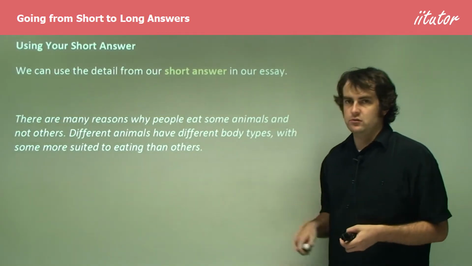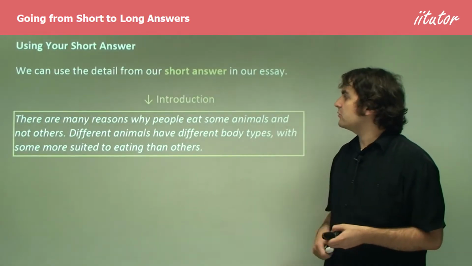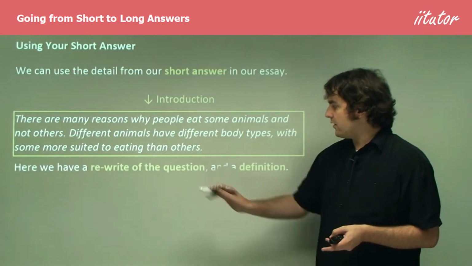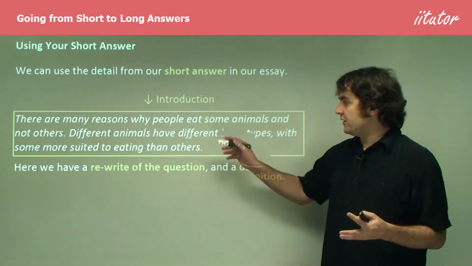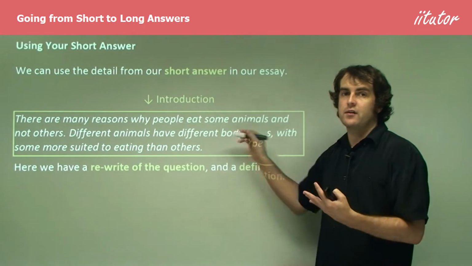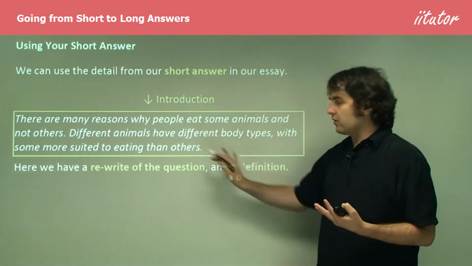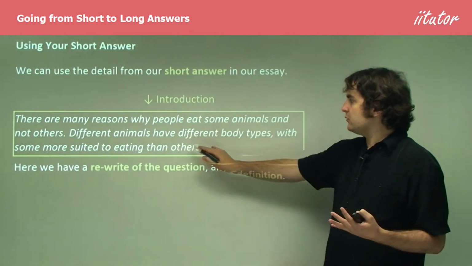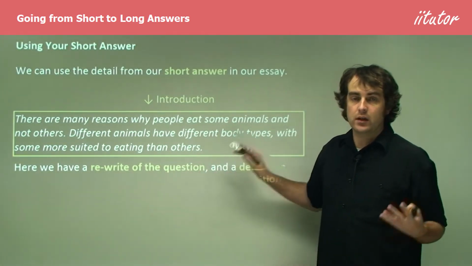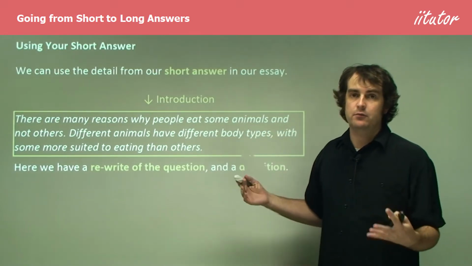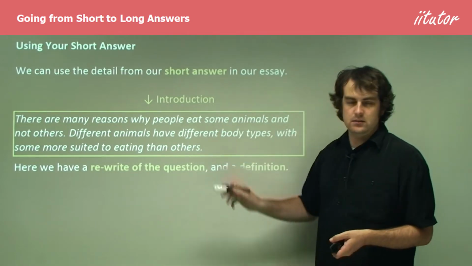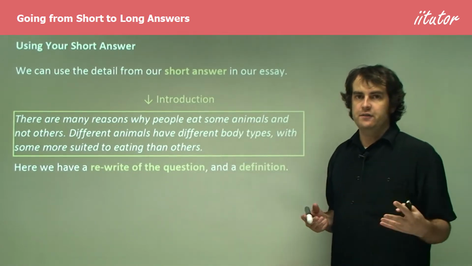And what we can do with those first two sentences is turn them into our introduction. So our introduction contains a couple of things. First of all, we have a rewrite of the question and a definition. Our first sentence, why people eat some animals and not others, is pretty much the question rephrased or rewritten. That is a rewrite of the question. Our second sentence, different animals have different body types with some more suited to eating than others, is a reason why we eat some animals, not others, or a very short summary of what we're going to be writing, so it is our definition. So in our first two sentences, we have our rewrite and our definition.